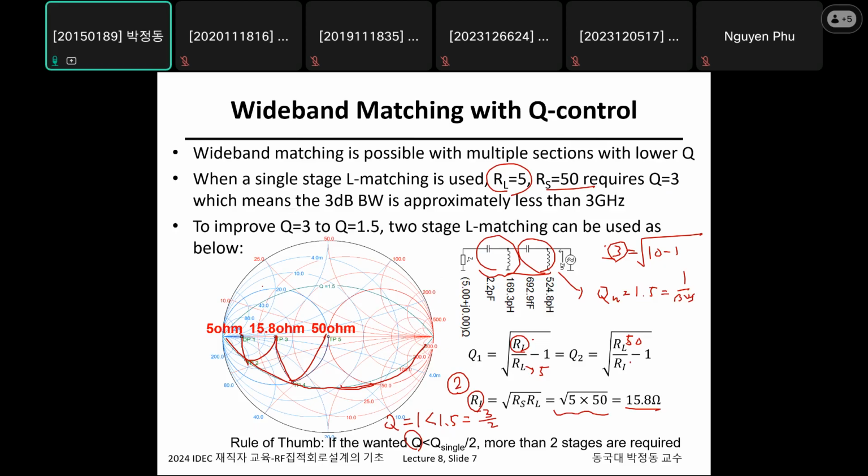Then you need more than 2 stages. Definitely maybe 3 or 4, depending on your design. Then you cannot apply this, right? You have a more complex equation. So, yeah, but it's not that difficult.